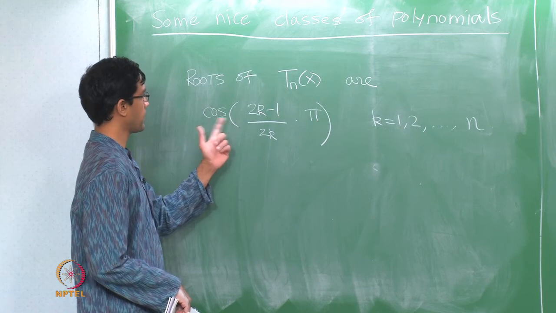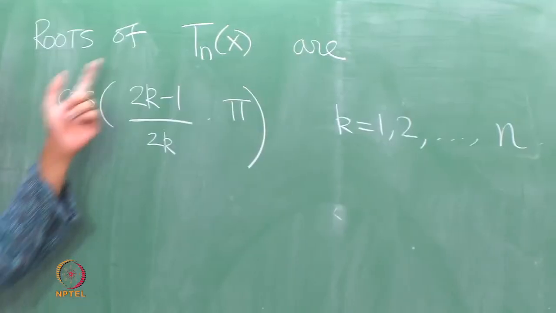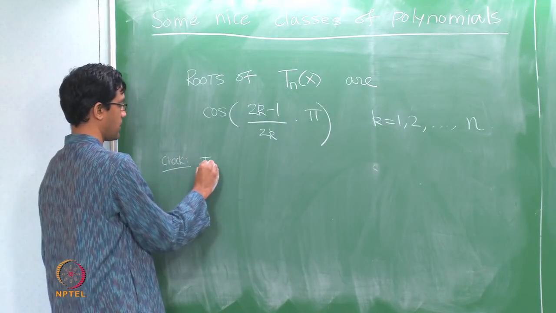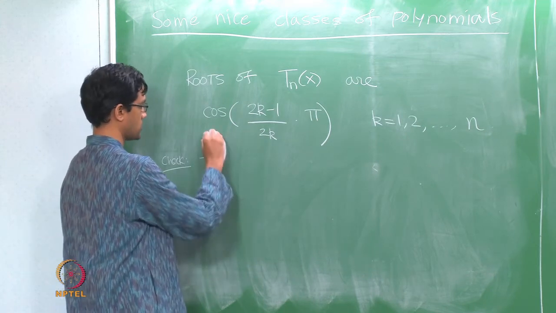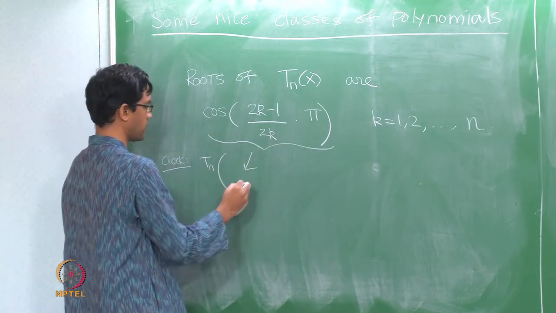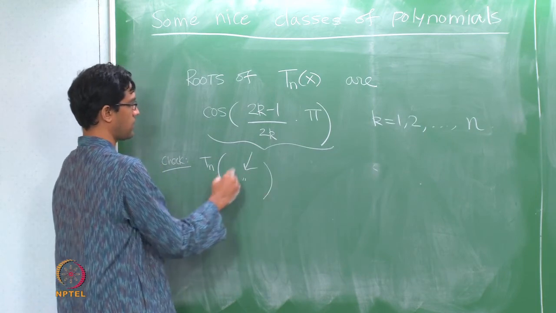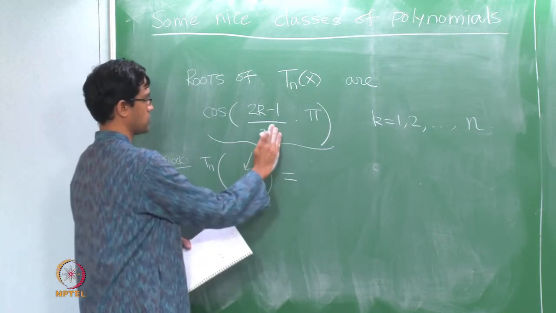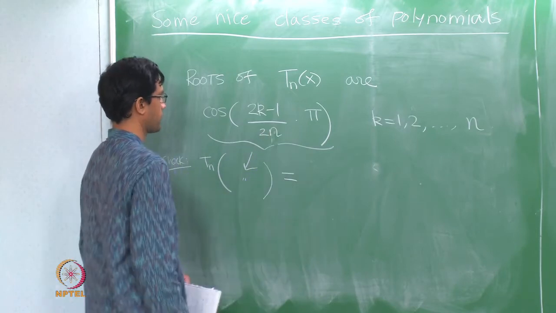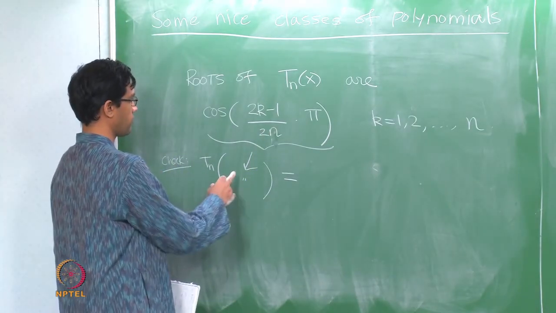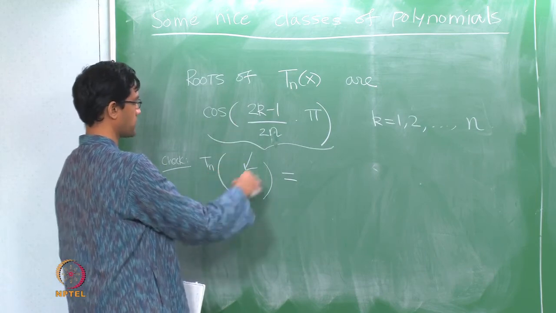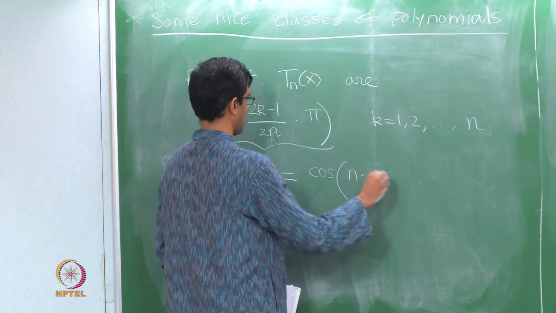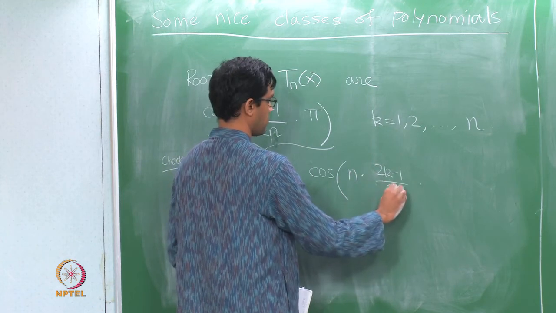Okay. So let's just check that this is true. If you take x to be this value, suppose I plug in, what is Tn evaluated at this number? You take k to be anything between 1 and n, and let's try to evaluate Tn at cos of this number. By definition, Tn of cos of something is just cos of n times that angle. So it's n times this angle, which is (2k minus 1) by 2n times pi.